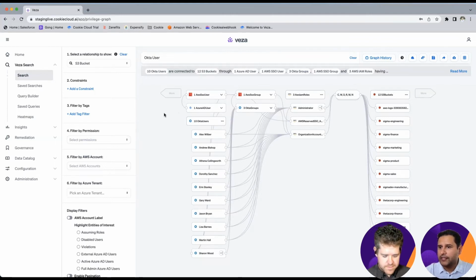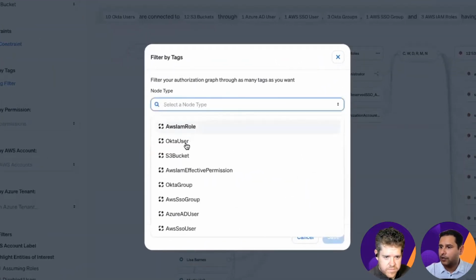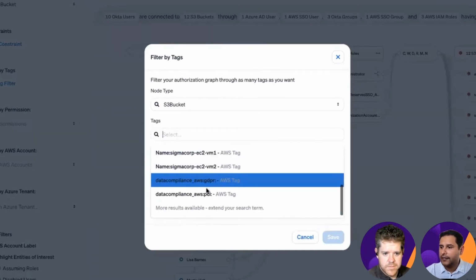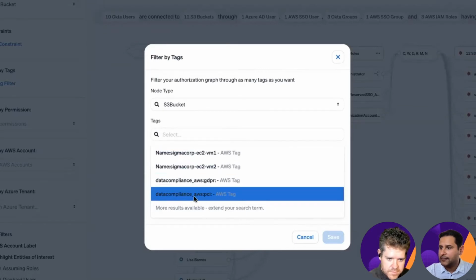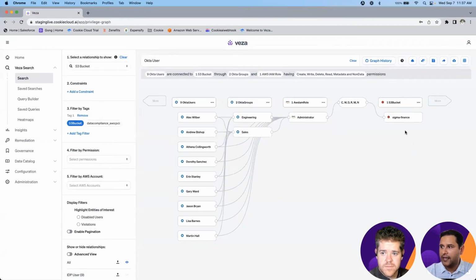So what we're able to do within Veza is we can actually filter by tags. So if your data has been tagged within your AWS or even within Veza, you're able to filter to specific data sets. In this case, what I'll focus on are these S3 buckets and specifically the tag for PCI. So here I can see I have AWS tags labeled PCI. And once I've selected that tag, I can then hit save and now filter out to the one S3 bucket that contains PCI data. So if I'm the owner of this data, I can go straight here and say, right, who can write to this bucket? Who can delete from this bucket?